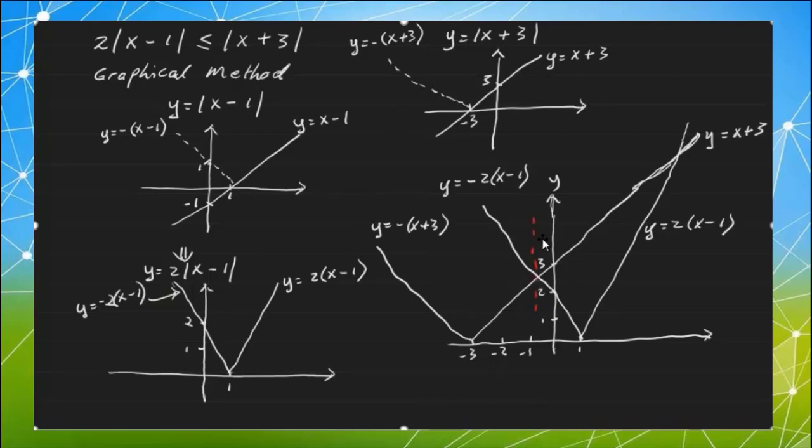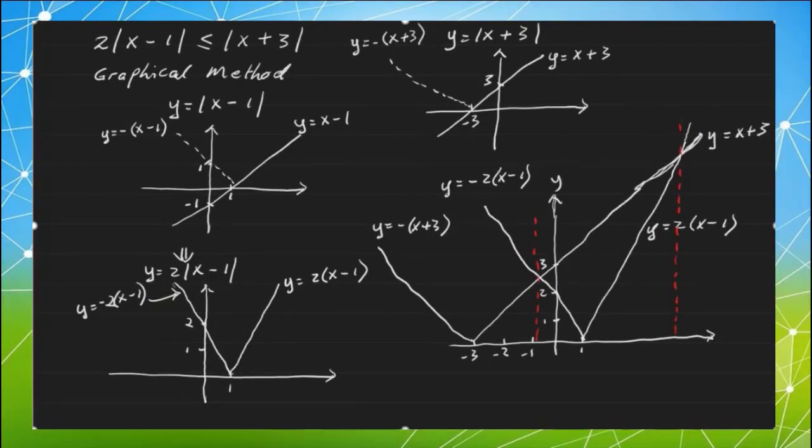Now from the diagram, we can see that there are two intersection points between these two modulus. Now I have a question here. How do we know that there is an intersection point on the right hand side? And how do we know that there is no intersection point on the left hand side?